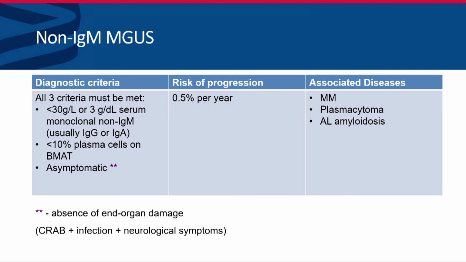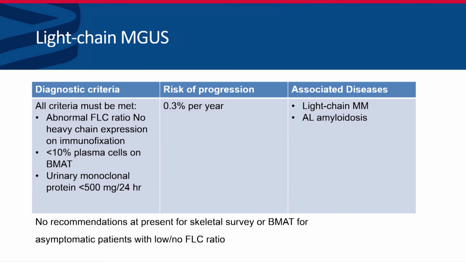But again, if it's MGUS, they don't have symptoms yet at the time. And then there's light chain, which I won't go into, but that progression is even less, 0.3% per year. This is where they won't have any heavy chain. It will literally be free light chains that you identify kappa and lambda on, and that's where you also do urinary protein.